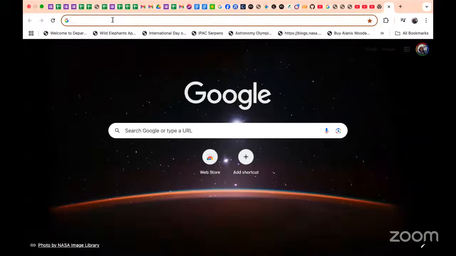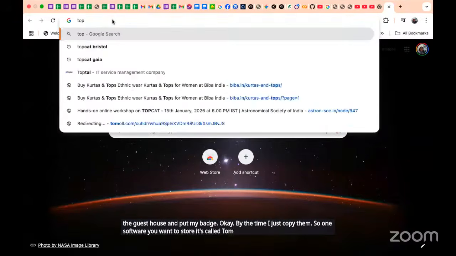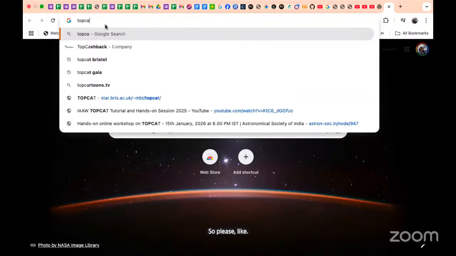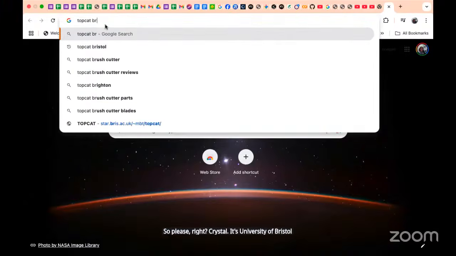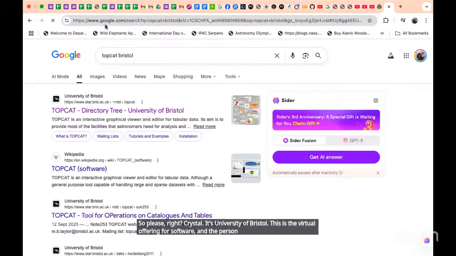So one software you have to install is called TopCat. Okay? Please write TopCat Bristol. It's from the University of Bristol. This is the virtual observatory software, and the person who wrote it, Mark Taylor, will be talking to you tomorrow afternoon. So Mark Taylor is the person who actually wrote the TopCat software.